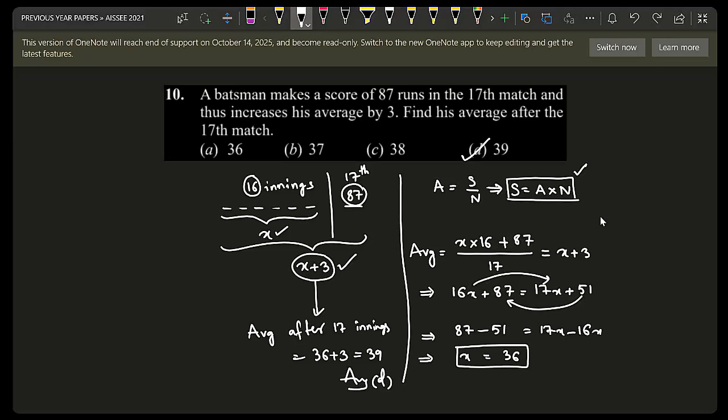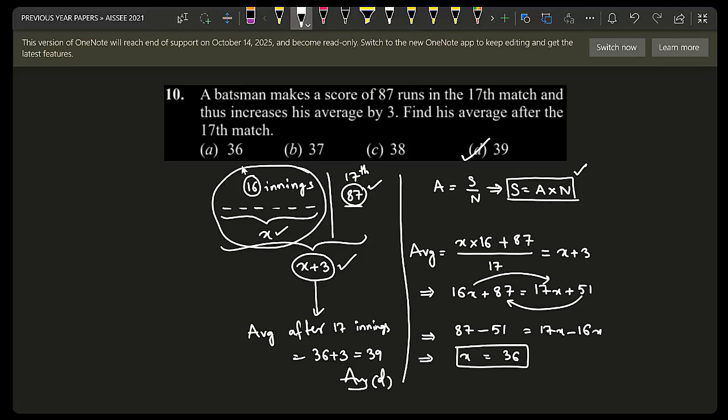Average is sum of observations by number of observations, right? Yes, sir. In the first 16 innings, we don't know his score, but the average I'm calling X. In the 17th match, he scored 87. After scoring 87, his average increased by 3. So X increased by 3 becomes X plus 3, right? Yes, sir. I want the sum of all his scores in the 16 innings.